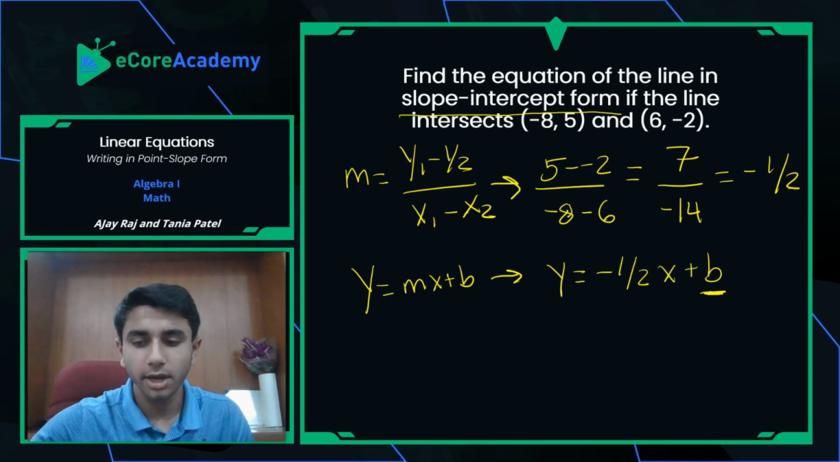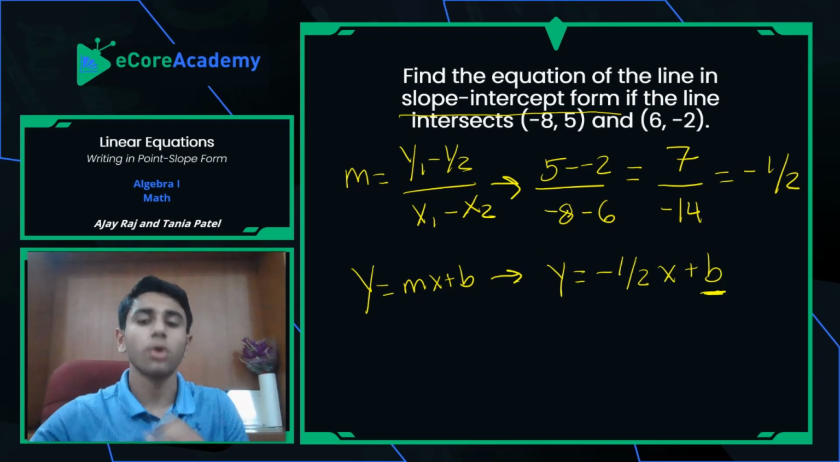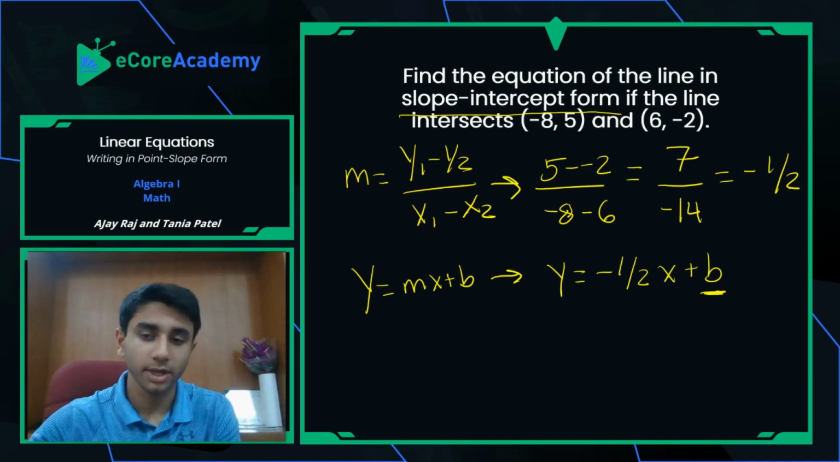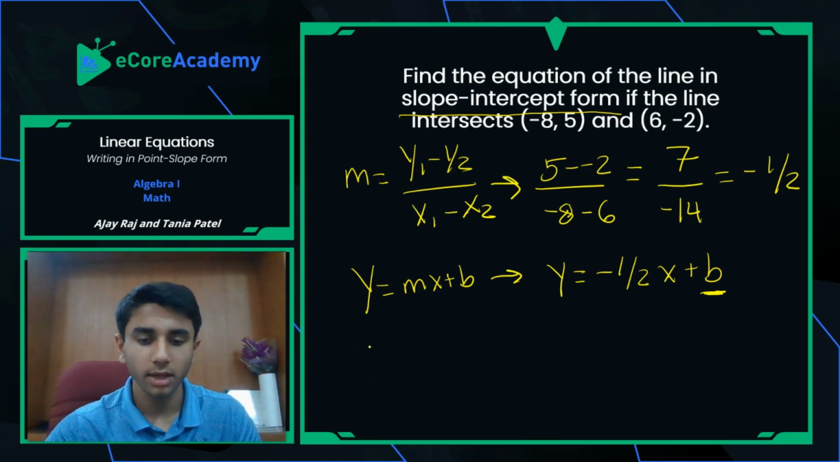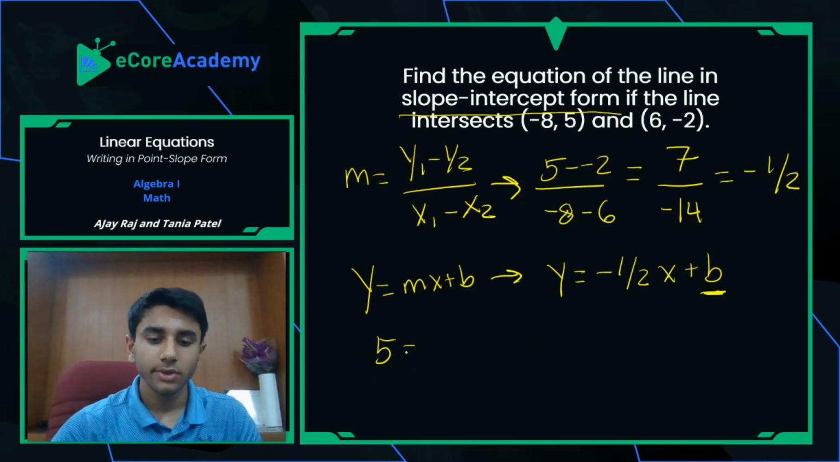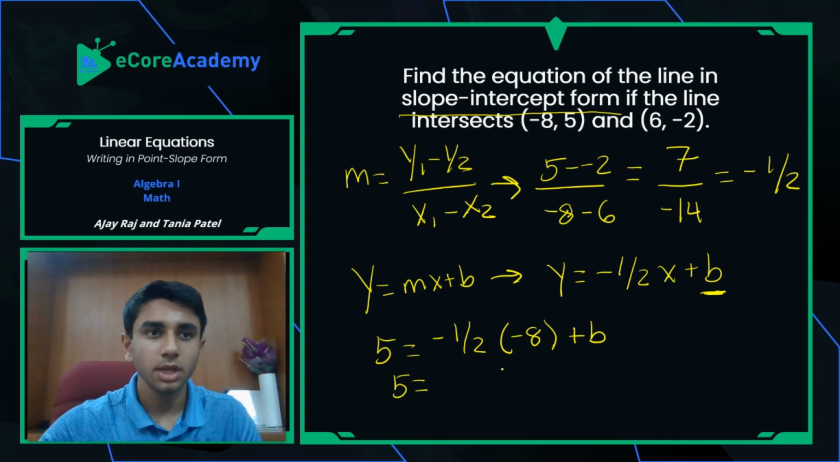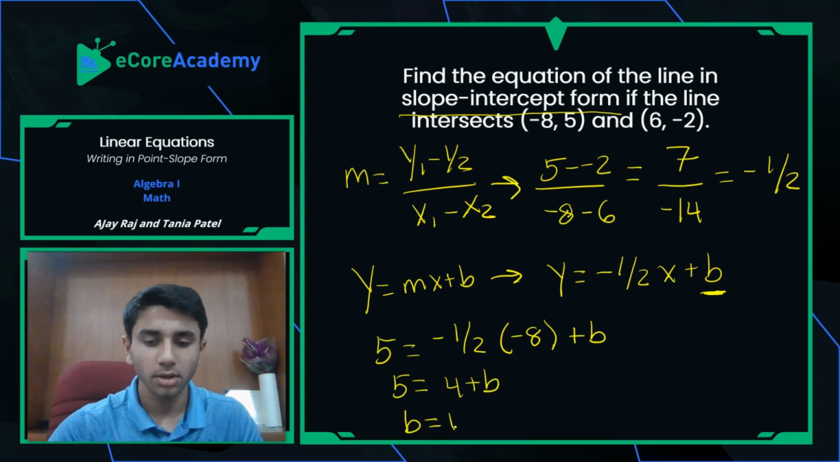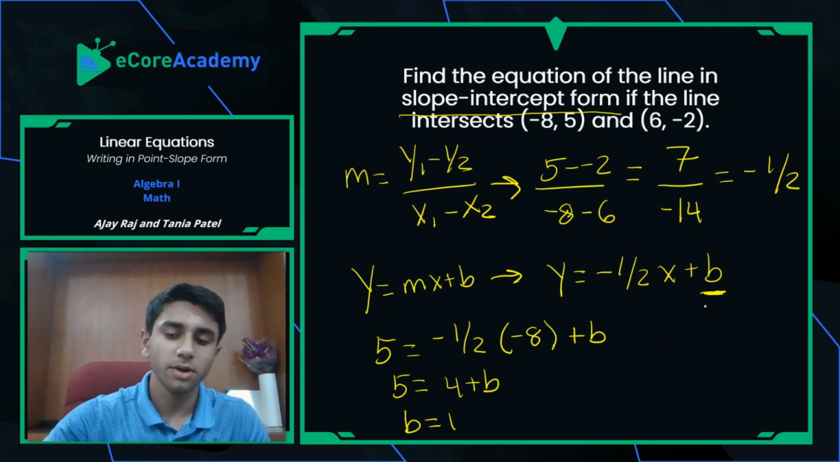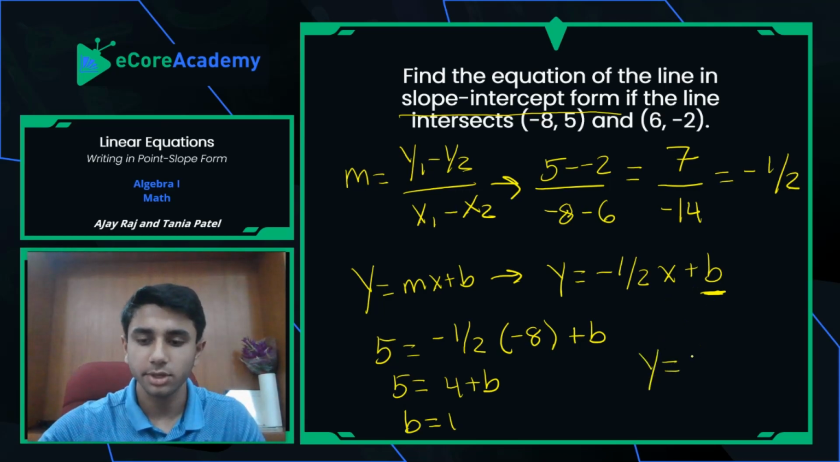The only thing we're missing now is our y-intercept. So let's plug in some coordinate pairs, starting with our first ordered pair. We'll plug in 5 for y. That equals negative 1/2 multiplied by our x, which is negative 8, plus b. 5 equals negative 1/2 times negative 8, which is 4, plus b, and we get that b is going to equal 1. So the original equation, we can plug in 1 for b. We get that the equation is going to be y equals negative 1/2 x plus 1.